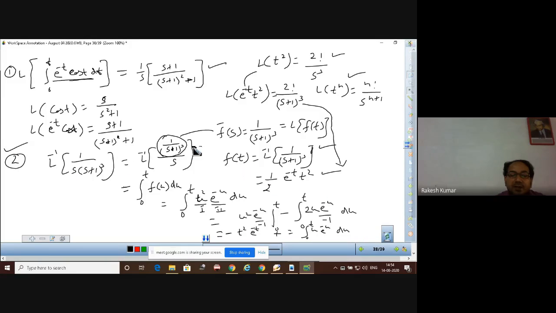So in this way, by using the Laplace transform of integral rule, we can easily find out the Laplace transformation and inverse Laplace transformation.